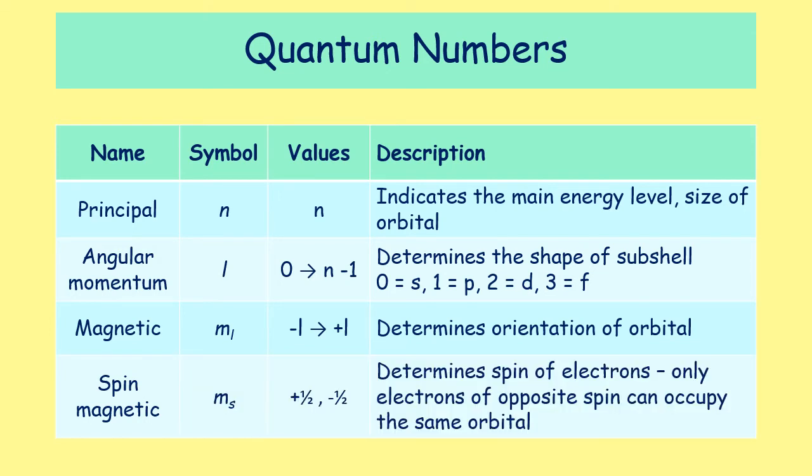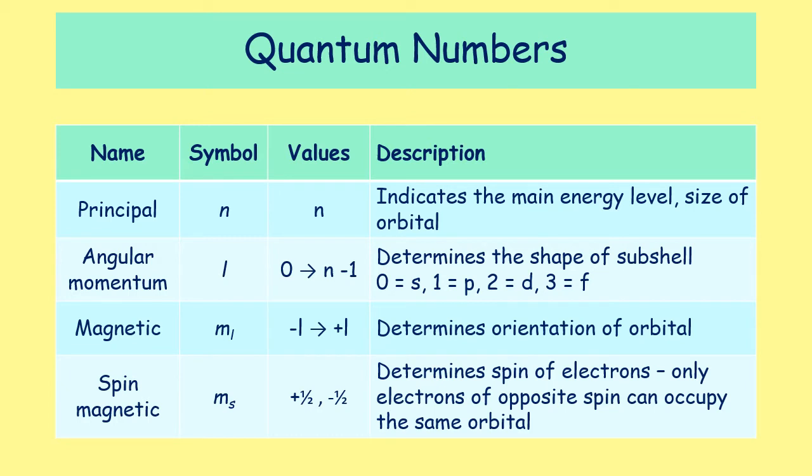Finally, you've got the spin magnetic quantum number, which is an m with an s, sometimes just an s, and this tells you the spin of an electron. Now there are only 2 possible values for spin. They can be positive a half or negative a half.